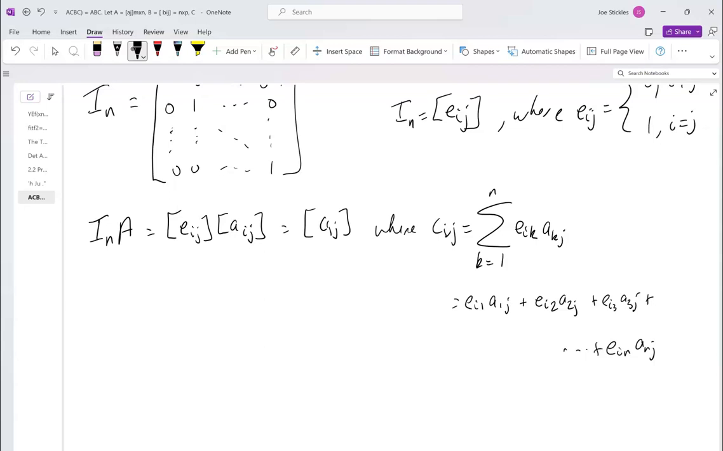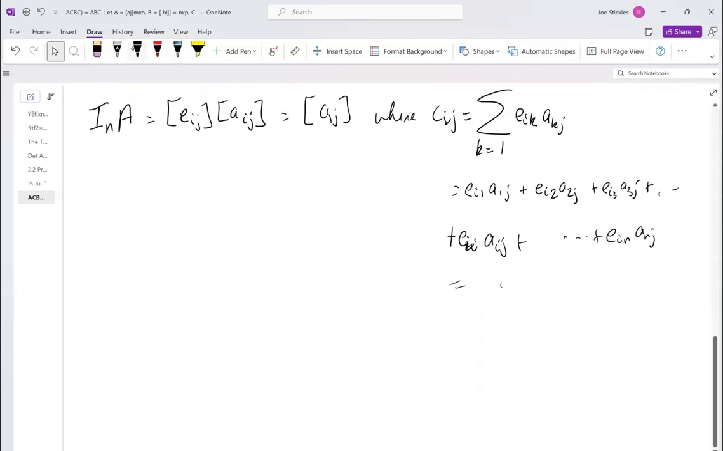Somewhere in the middle, we have to hit I, don't we? The I and the J both have to be between 1 and N. Well, the I has to be between 1 and N. So somewhere in the middle, I have an EII AIJ. Now, the way the identity matrix is defined, what are all of these ones that are EI1, EI2, EI3, all the way out to EIN equal to besides the EII? They're all 0, right?